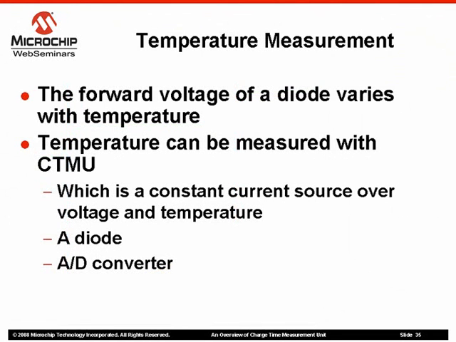Next, let us see how CTMU can be used to measure temperature using a diode. An inexpensive way of measuring temperature is using a diode. The forward voltage drop of a diode varies with the temperature. With this theory, using common diode and constant current source on CTMU and using A to D converter on microcontroller for measuring the forward voltage, temperature can be measured to an accuracy of 1 degree Celsius.